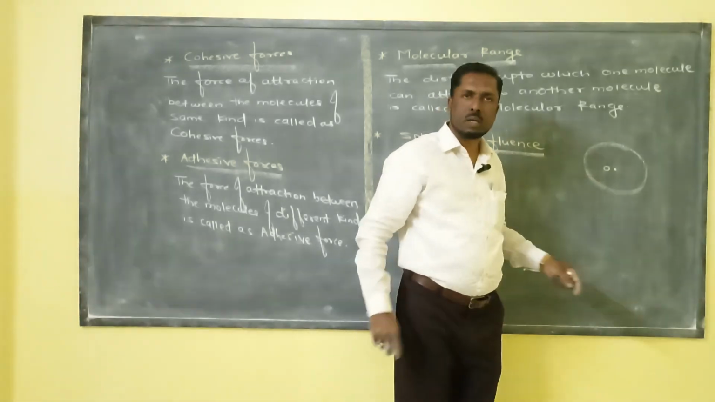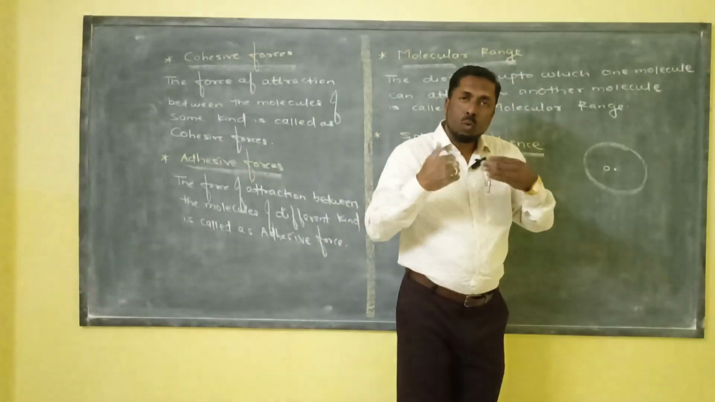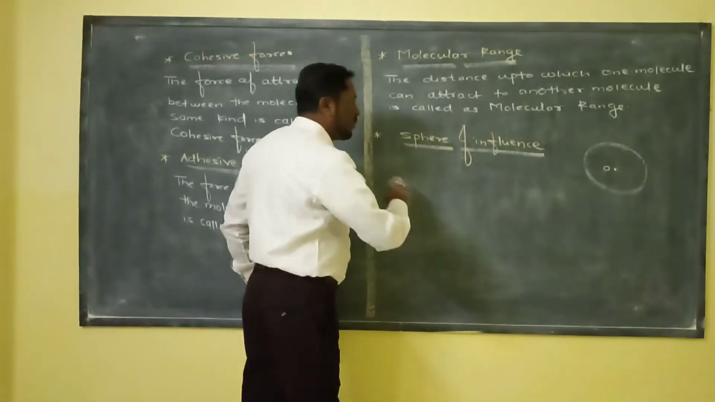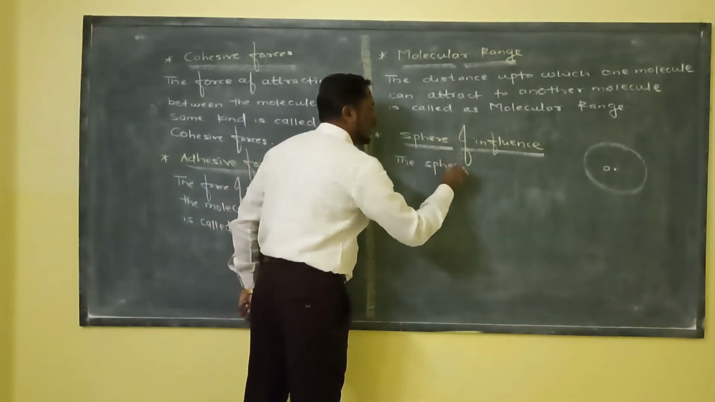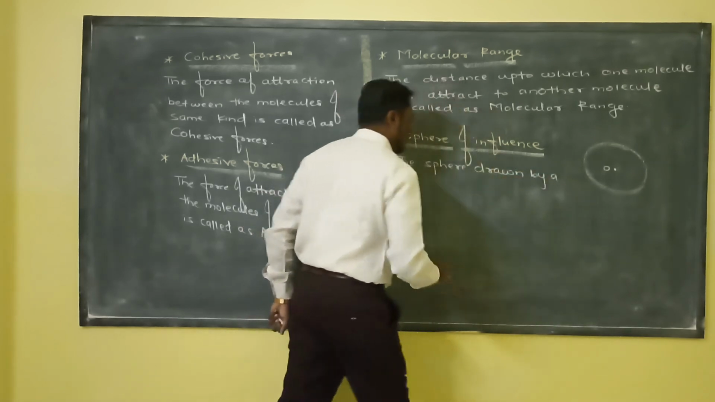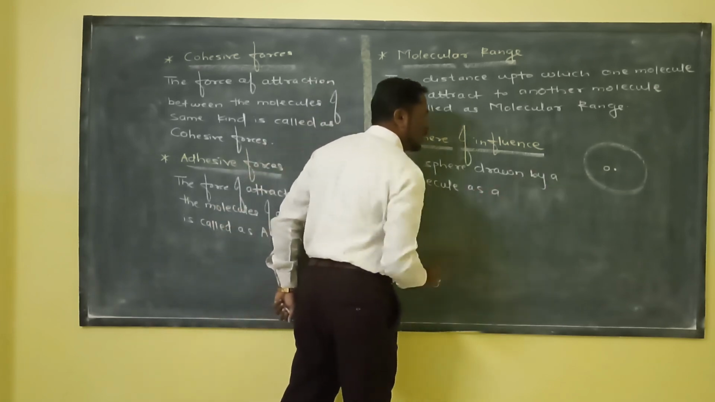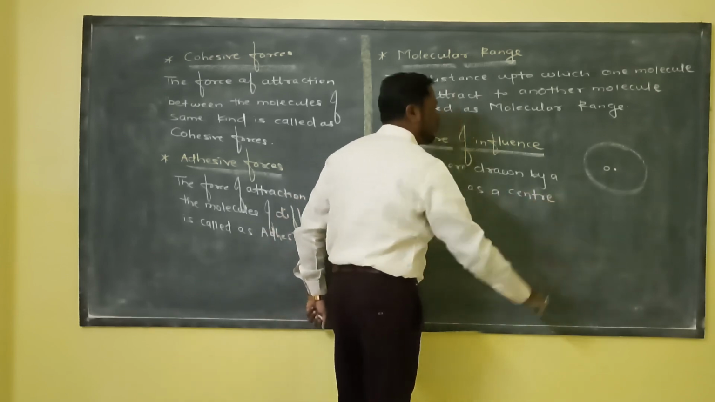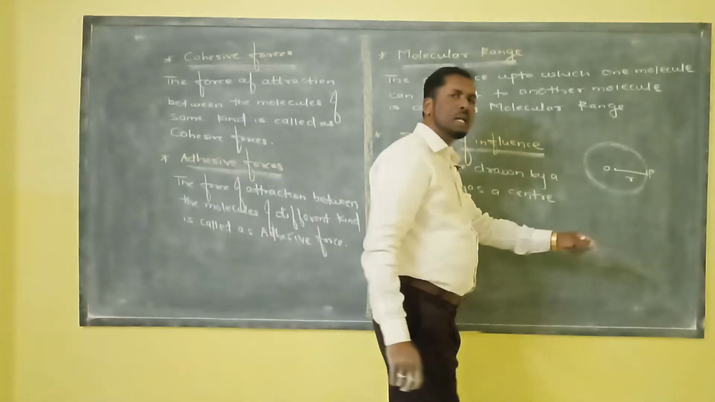How have we drawn this sphere? It is just with the help of this point O. Here the point O acts like a center. So what can we write about the sphere of influence? The sphere drawn by a molecule, where the molecule O acts as a center, and this distance R is called the radius.